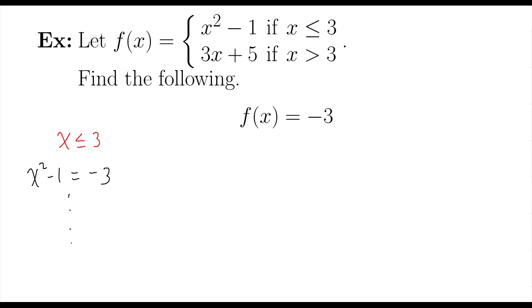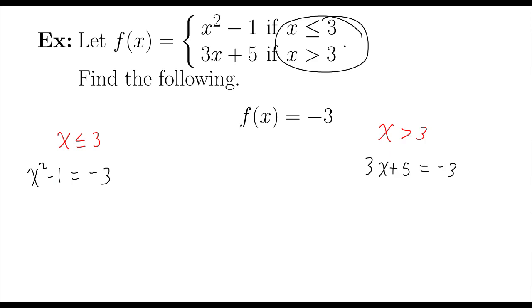Anything that I get in this equation that is greater than 3, right? Well, that one's not a solution because it does not fit that one. Okay, and then we also have x is greater than 3. 3x plus 5 equals -3. So I set each part of the equation equal to -3, and I'm going to account for the conditions: x is less than or equal to 3, x is greater than 3.